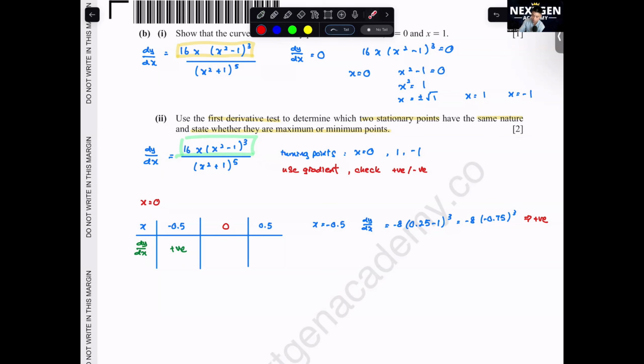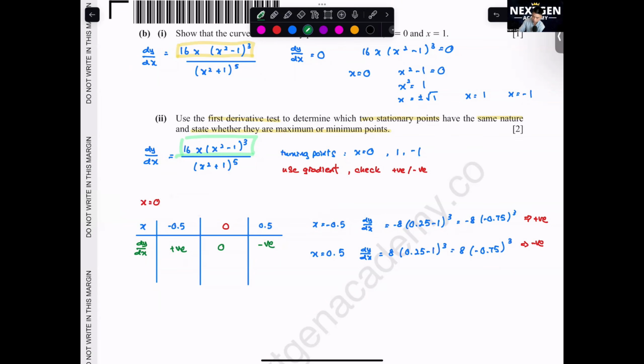The gradient at the turning point is confirmed to be 0, so you all don't need to calculate that. We repeat the same thing for 0.5. I don't know if there's a simpler way to check, but this is what I think is the working, because according to the mark scheme, you have to present this to check whether it's positive or negative. Here, 16 times 0.5 we get 8. 0.5 squared will be 0.25, minus 1, to the power of 3. So here it becomes 8 times -0.75 to the power of 3. Positive and negative, this will be a negative value. So here it is negative.